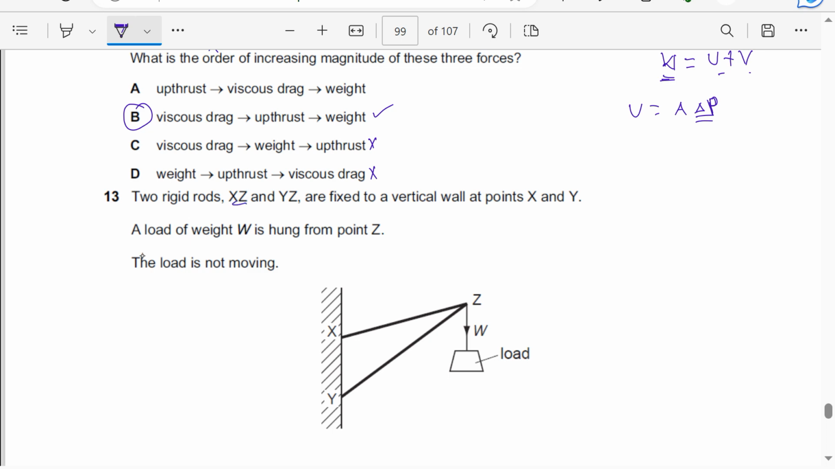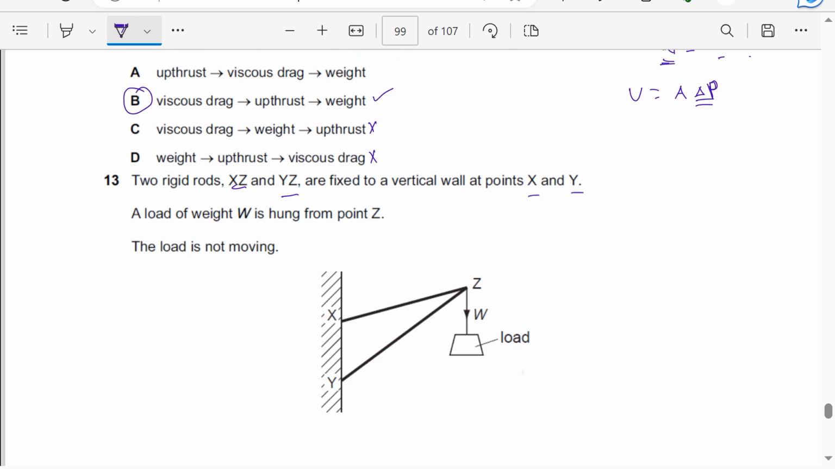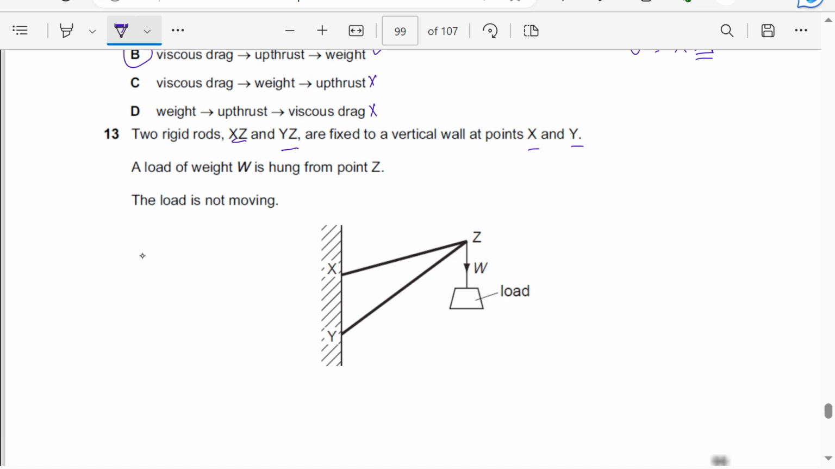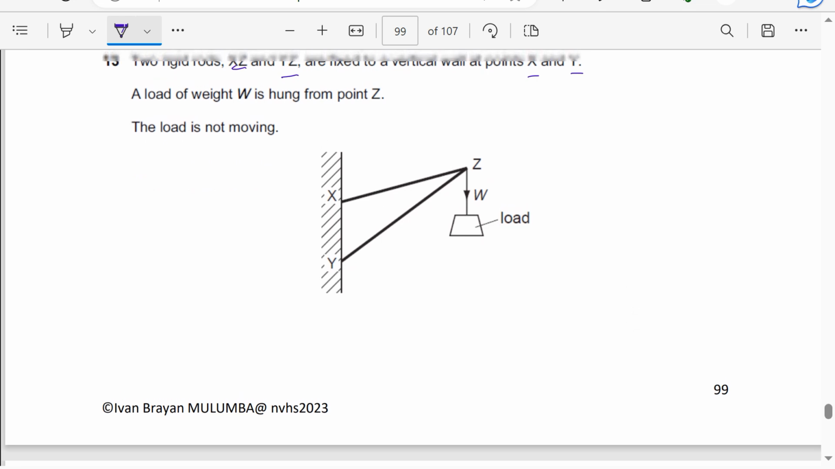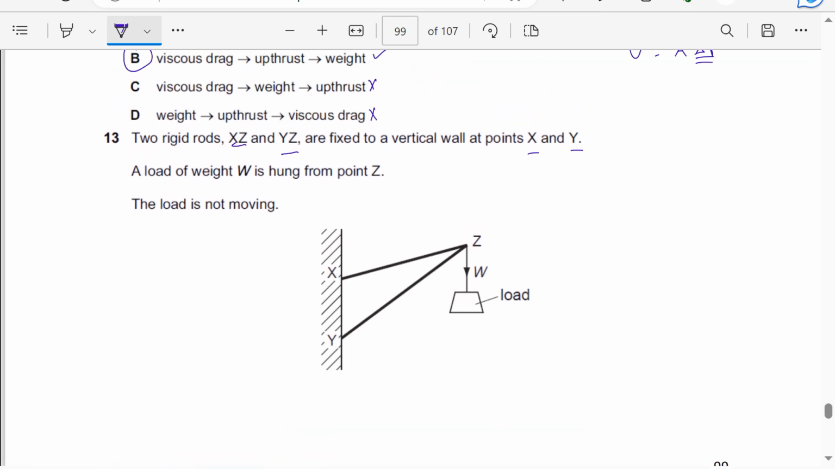Two rigid rods XY, YZ are fixed to a vertical wall at points X and Y. A load of weight W is hung from point Z. The load is not moving, so it is in equilibrium. So let's see the forces acting here. The weight is vertically downwards. So this is pulling, it's like this is pushing this one. So the tension here is going to be in this direction. And this is like pulling this one away from the wall. So this is going to be in that direction there.